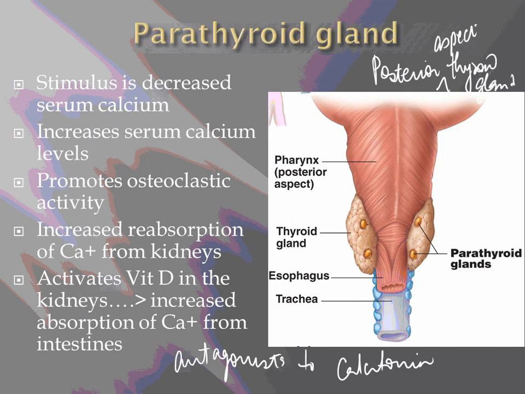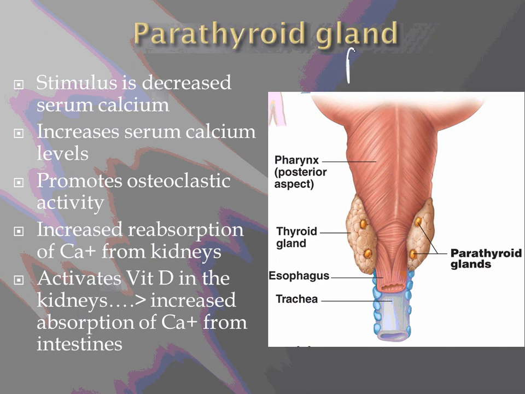The hormone produced by this gland is called parathormone or parathyroid hormone. So their function is to increase serum calcium.